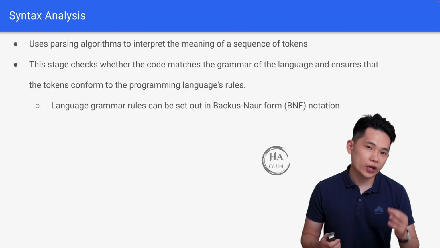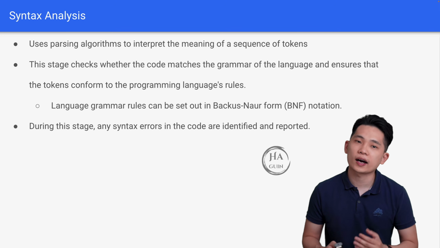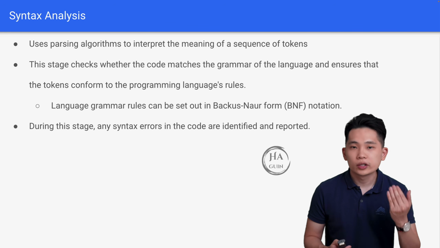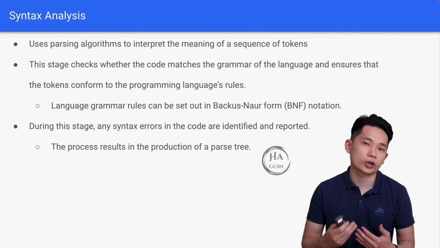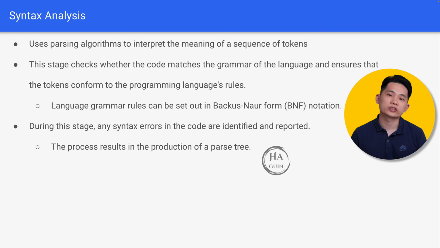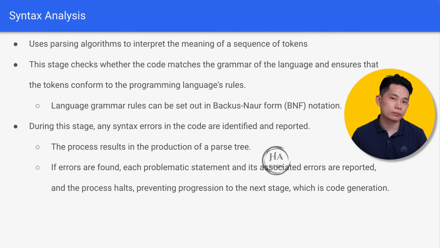During this stage, any syntax errors in the code are identified and reported. The process results in the production of a parse tree. If errors are found, each problematic statement and its associated errors are reported, and the process halts, preventing progression to the next stage, which is code generation. Take note that as long as we have errors here, we will stop at this stage.